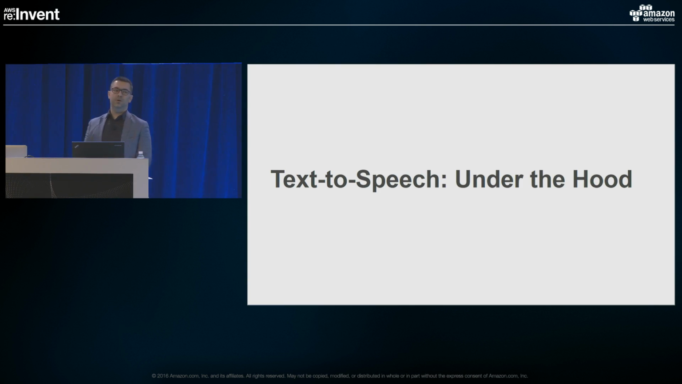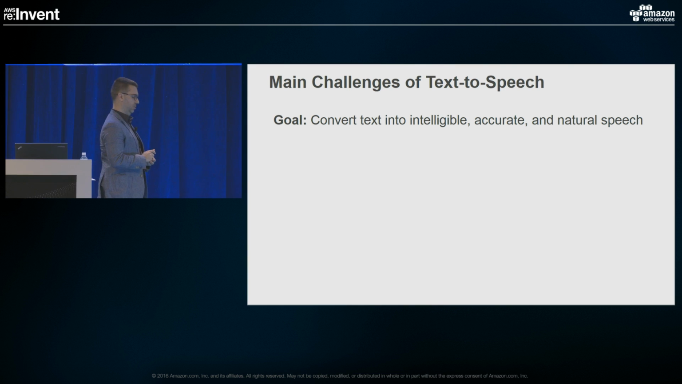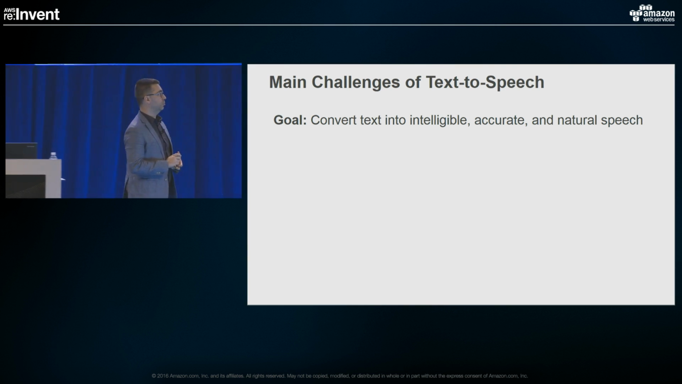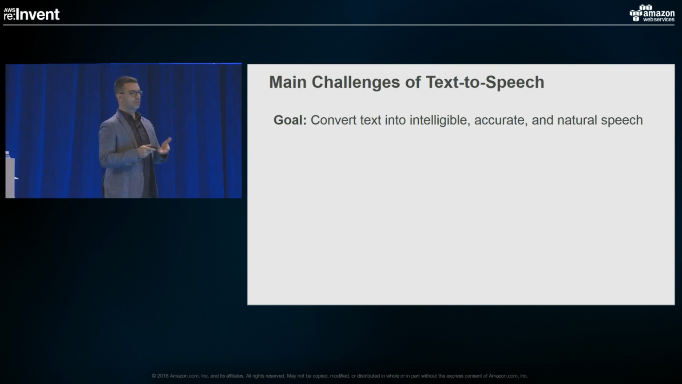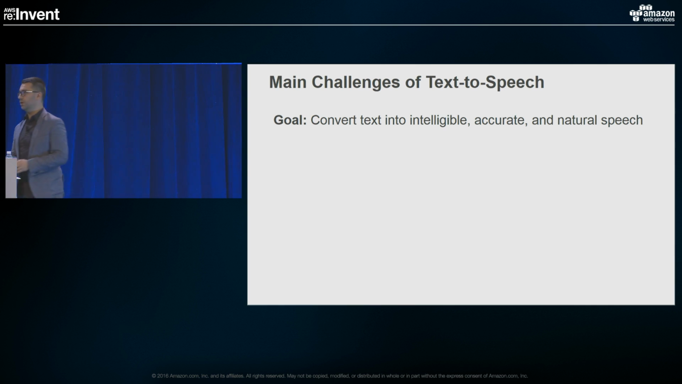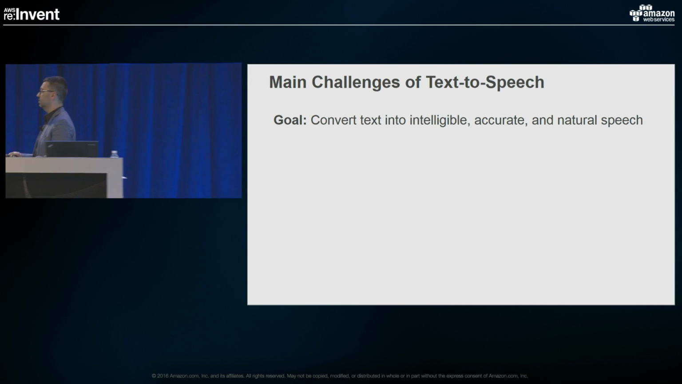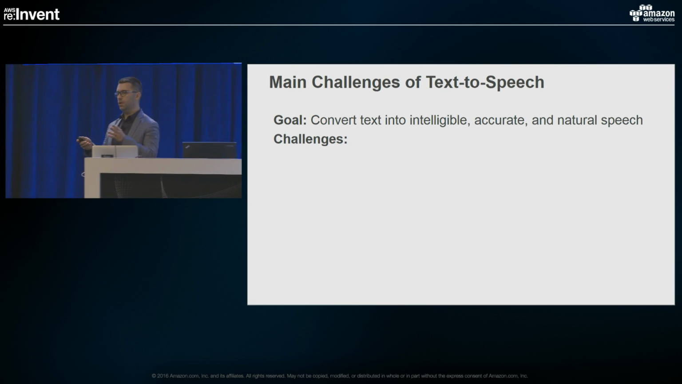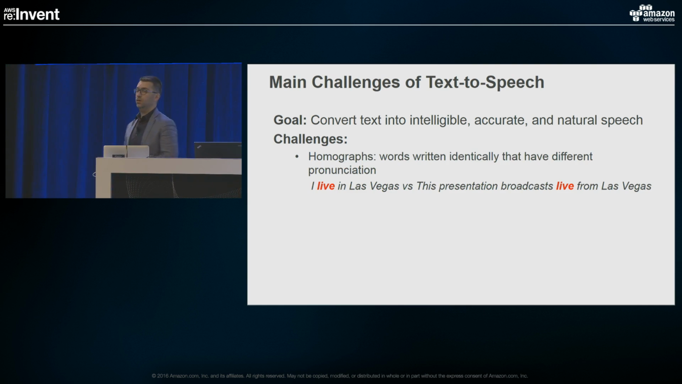So how did we make this happen? How does text-to-speech work and make it possible to give you this kind of result? Some details of text-to-speech. Let's start with the goal. The goal for us is to produce natural, intelligible, accurate speech synthesis. Challenges, I mentioned a few of them already. First are homographs, so words pronounced differently.